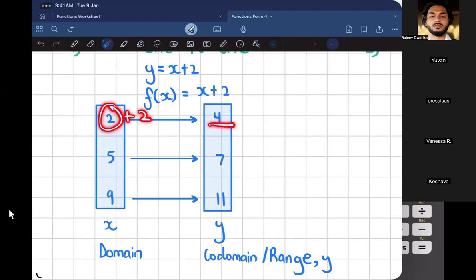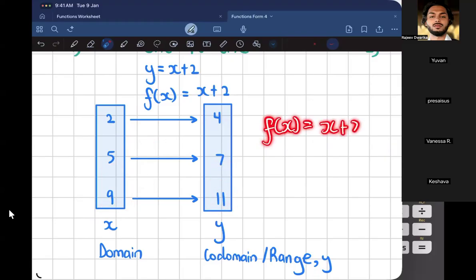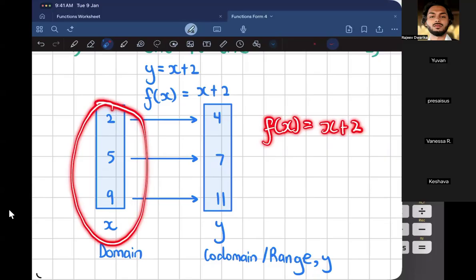Now, if you are correct, it should work for the rest, right? So what could I do with 5 to get 7? Will it also work? Yes, we could add 2 and get 7. If I add 2 to 9, would I get 11? Yes. Okay. So then the function here would be f of x is equal to x plus 2, because I'm adding 2 to all my values of x. So 2, 5, and 9 are all x values. They could be any number. But the function is saying I'm just adding 2 to whatever x is to get the y value.